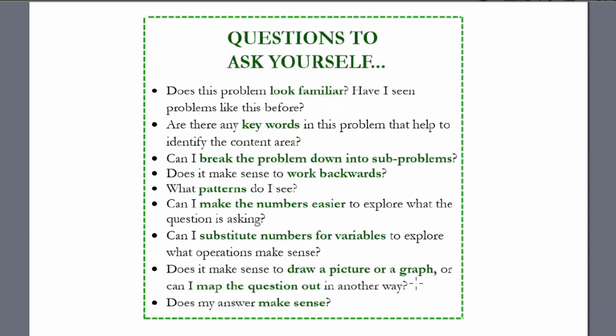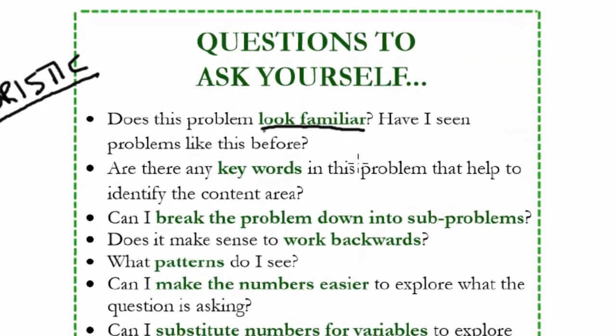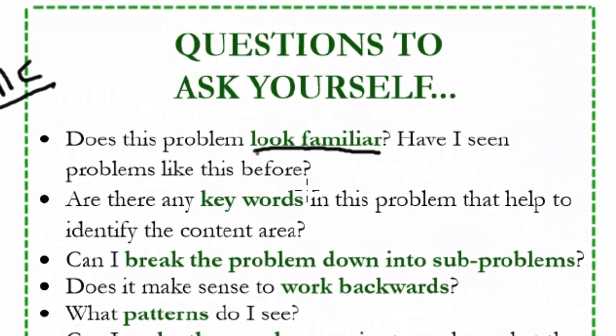All right. So that's an overall strategy, but here are a couple of questions that you might want to ask yourself in particular problems. These are called heuristic strategies, right? This is the word, H-E-U-R, heuristic strategies. And these are questions you can ask yourself that will help you get unstuck. Does this problem look familiar, right? Have you seen any problems like this before?